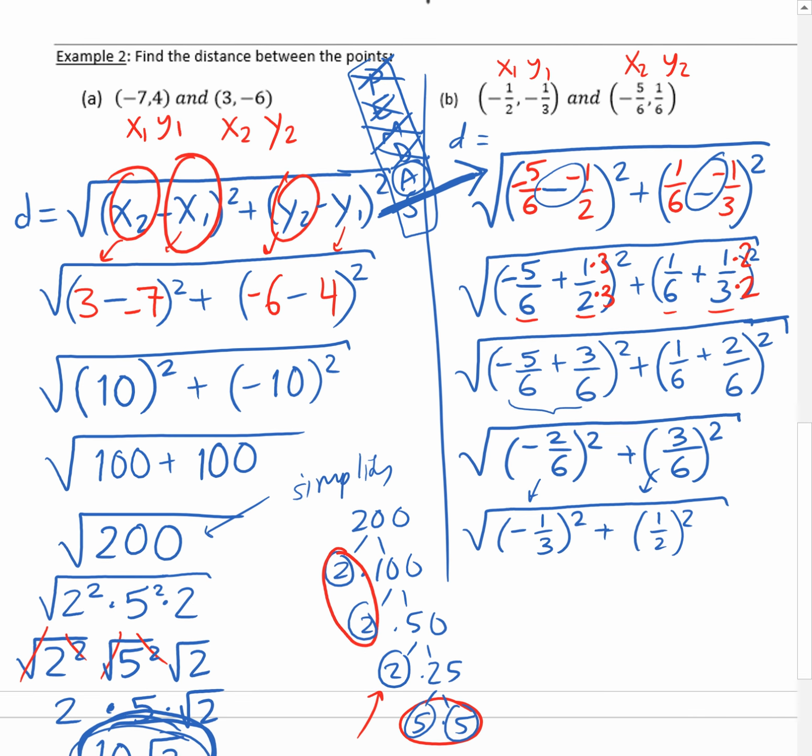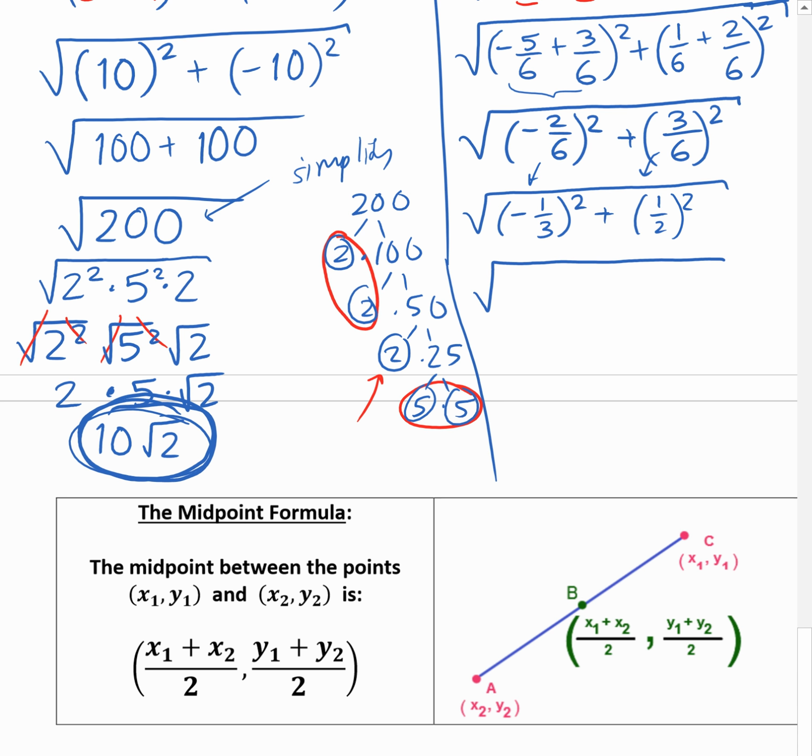We have negative 1/3 squared. You can square the 1 and square the 3. 1 squared is 1, 3 squared is 9. And the negative squared will make a positive. Any negative squared is positive. And then on the second fraction, you square the 1, that's a 1. You square the 2, that's a 4. All right, we're almost there.